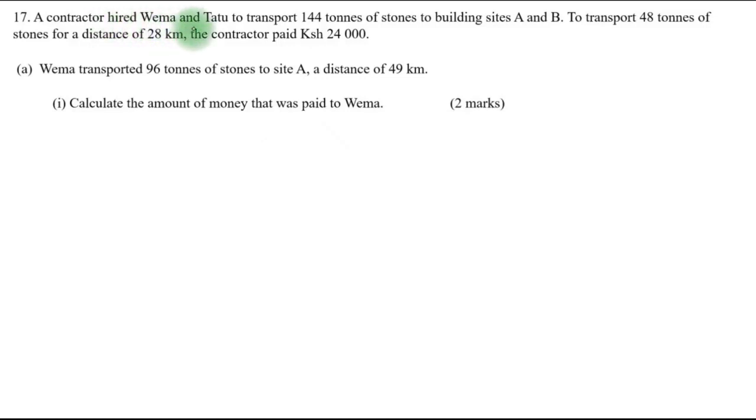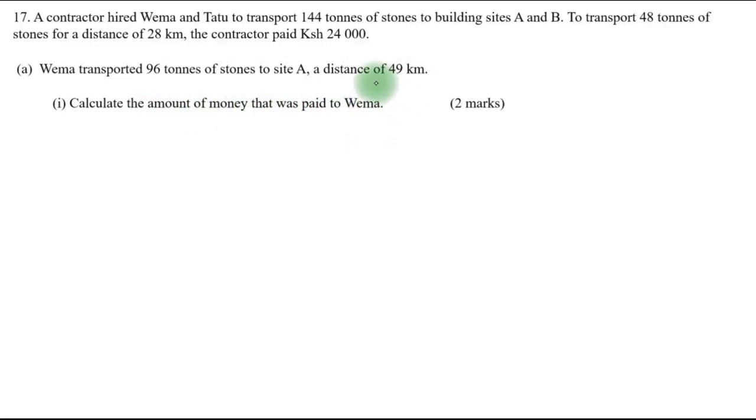A contractor hired Wema and Tatu to transport 144 tons of stones to building sites A and B. To transport 48 tons of stone for a distance of 48 kilometers, the contractor paid 24,000 shillings. Part A. Wema transported 96 tons of stones to site A, a distance of 49 kilometers. Calculate the amount of money that was paid to Wema.